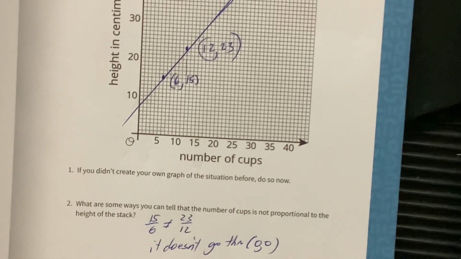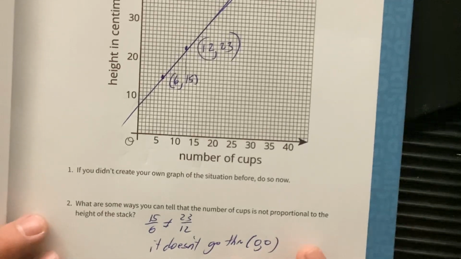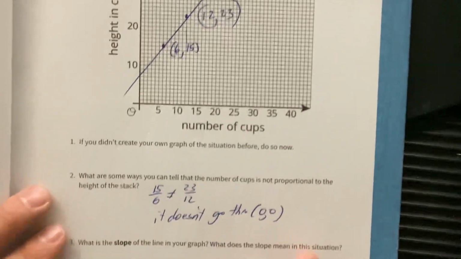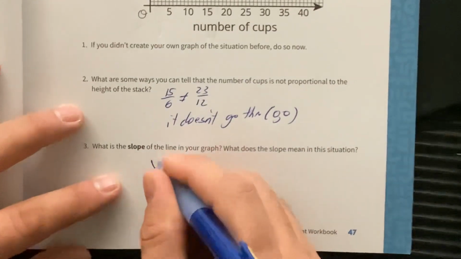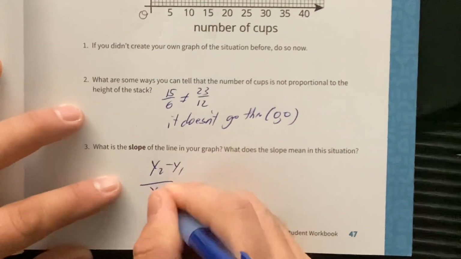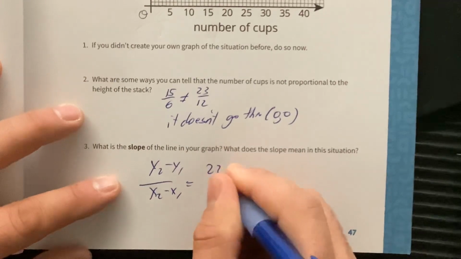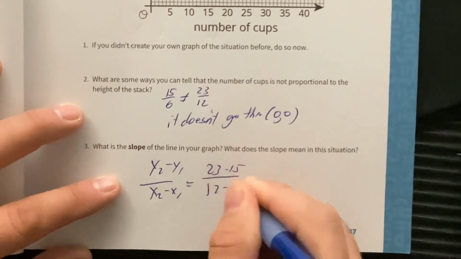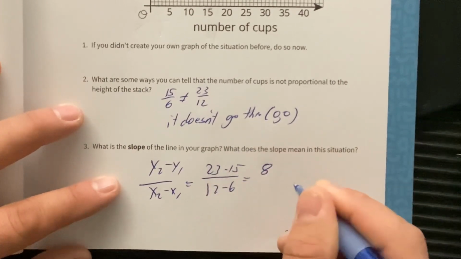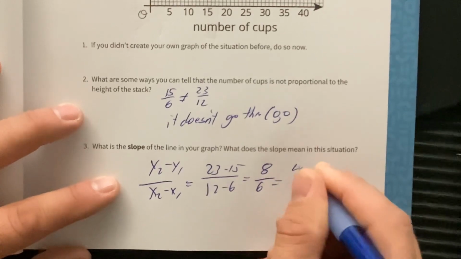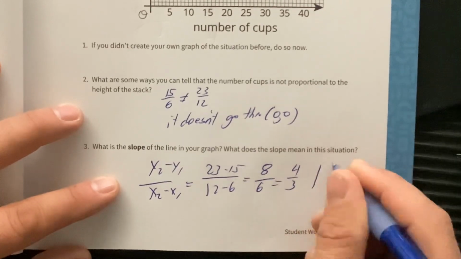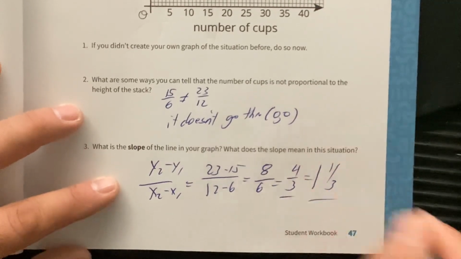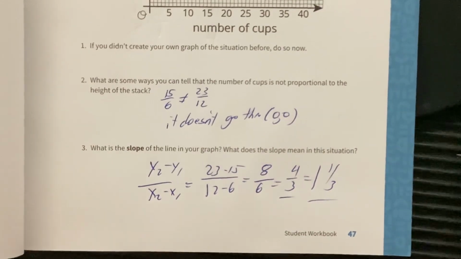We can still figure out the slope. All right, rise over run, subtract the y's over the x's. That we've done, we just did that on the homework assignment. So subtract the y's over the x's. 23 minus 15 over 12 minus 6. 8 over 6, 4/3, 1 1/3. However you want to say it, 1.3 repeating.